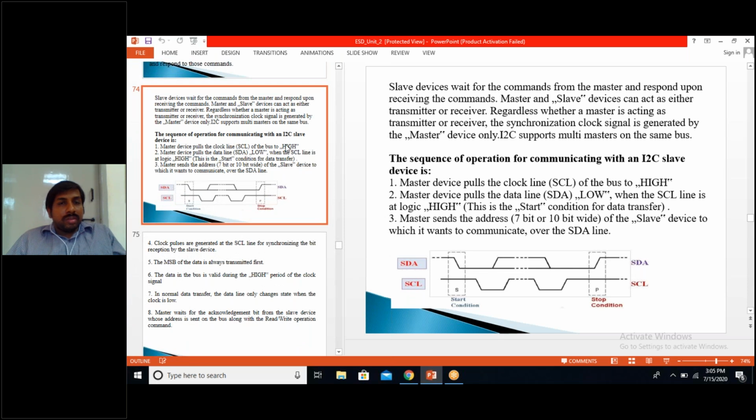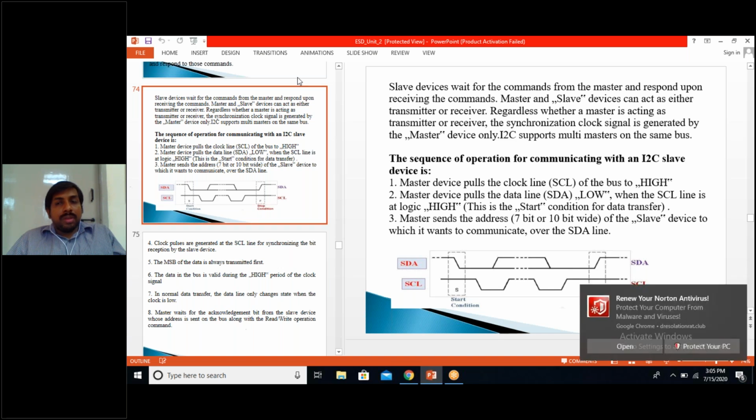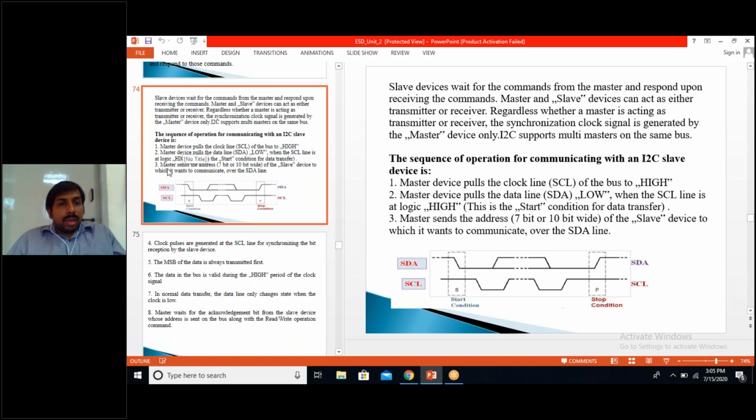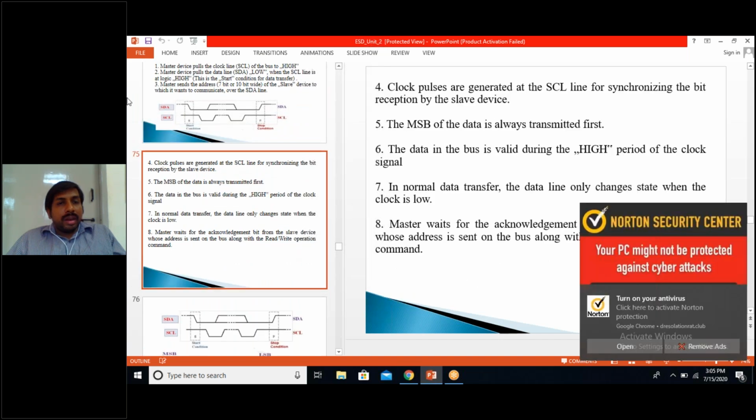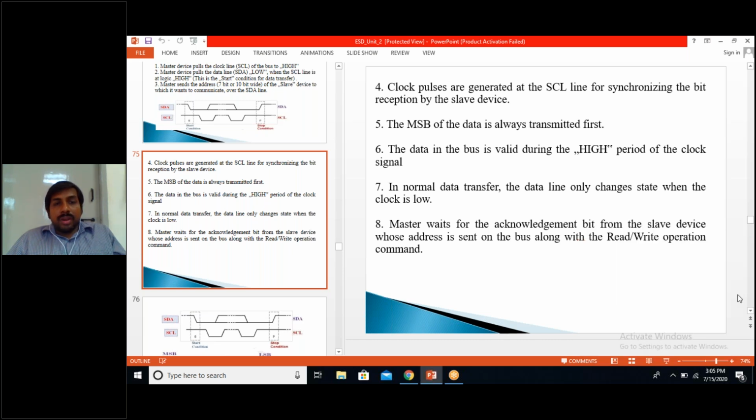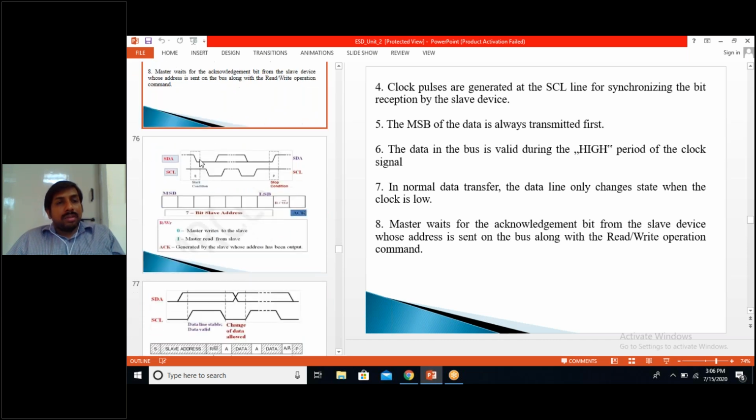So there is a sequence of operations for communicating between master and slaves under I2C. The master device will pull the clock high, and the master device puts the data and keeps it low, and the master sends the address of the slave device to be communicated. These clock pulses are generated on the SCL, are synchronous, and the MSB of the data is always transmitted first. Data is valid during the high period of the clock. In normal data transfer, the data line only changes state when the clock is low, and the master waits for the acknowledgement bit from the slave whose address is sent. So once the address is sent, one of the slave devices will send the acknowledgement.